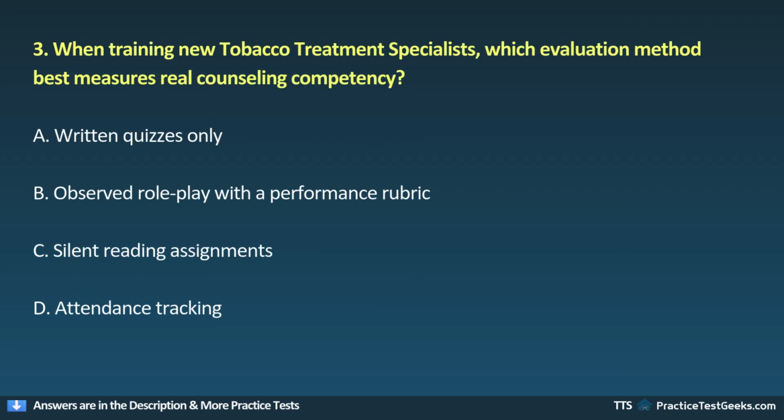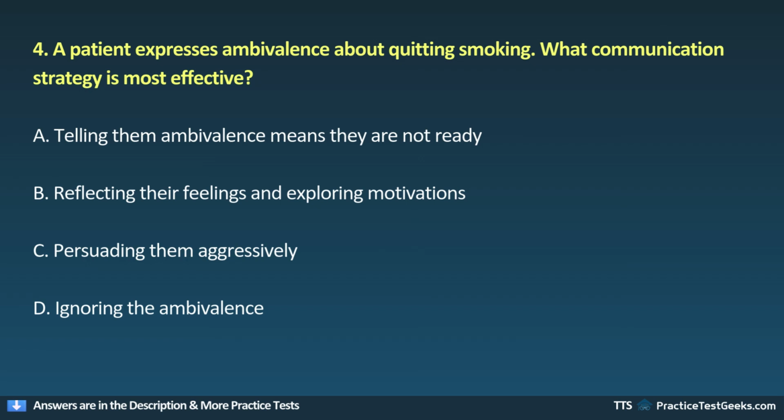3. When training new tobacco treatment specialists, which evaluation method best measures real counseling competency? A. Written quizzes only. B. Observed role play with a performance rubric. C. Silent reading assignments. D. Attendance tracking.